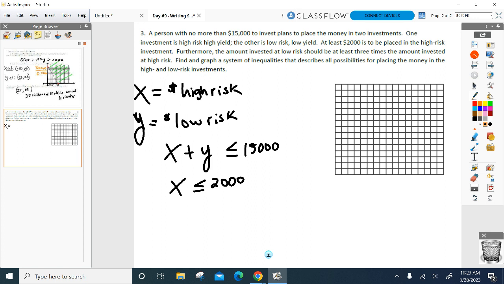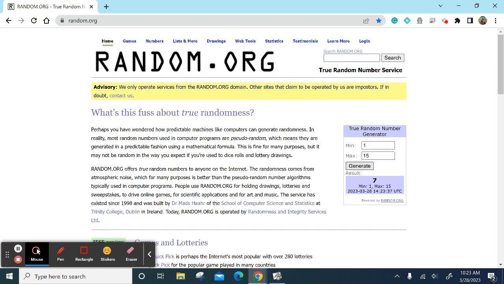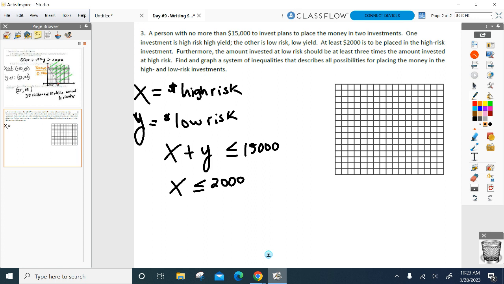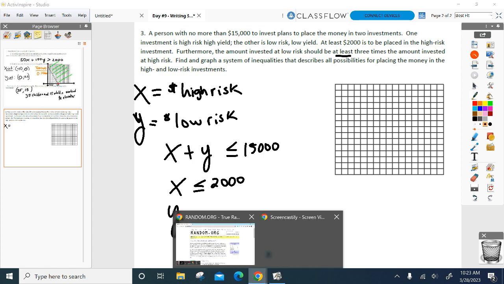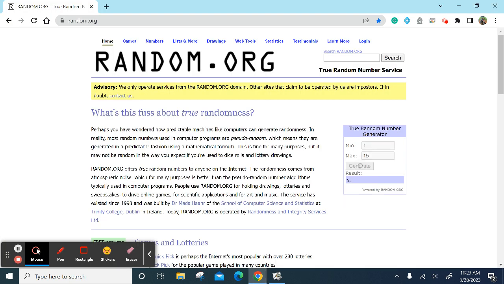I know I get nervous too when I make you guys write these. All right, and I said there was 3 inequalities. Here's number 3. The amount invested at the low risk, what did I just call low risk? Y. Should be at least 3 times what I put in the high risk. So at least 3 times the high risk.